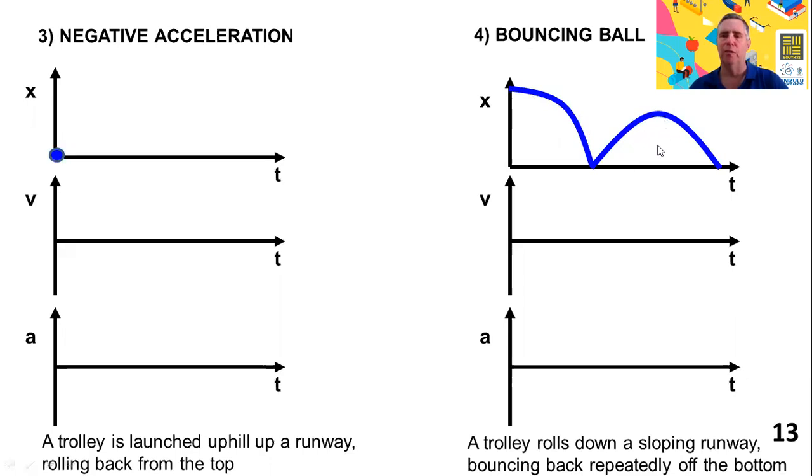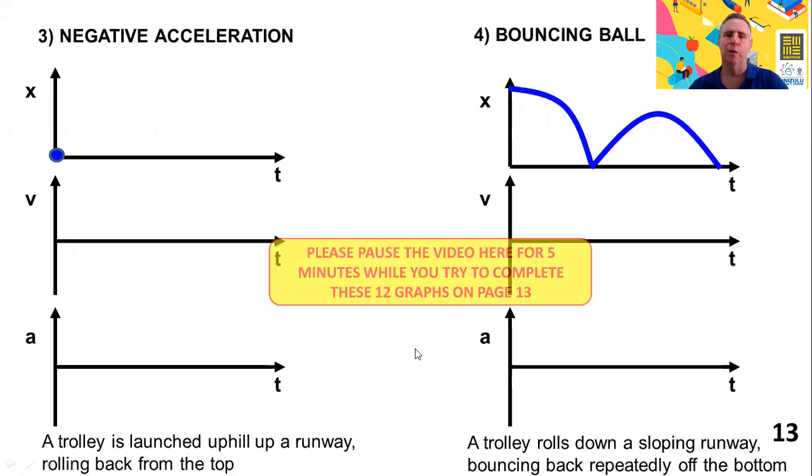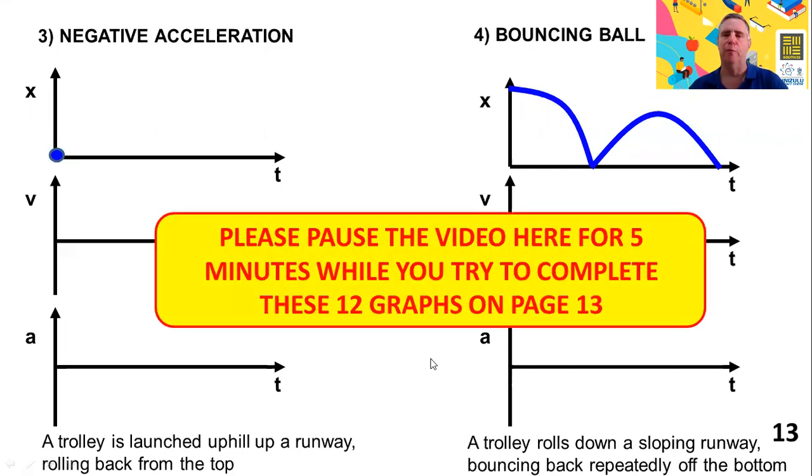So obviously there's an acceleration down the runway. I've already drawn that graph. I'd like you to draw the matching velocity and acceleration graphs. These are not so easy, and you'll need to think about them a bit. So teachers, please pause the video here for 5 minutes. It's very important that everybody tries these. Do them in pencil. Try to complete these 12 graphs, and then we'll come back and demonstrate and show you the answers.